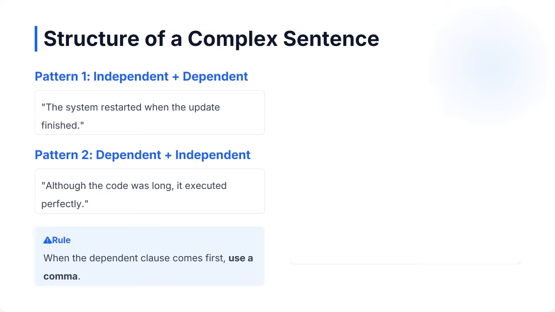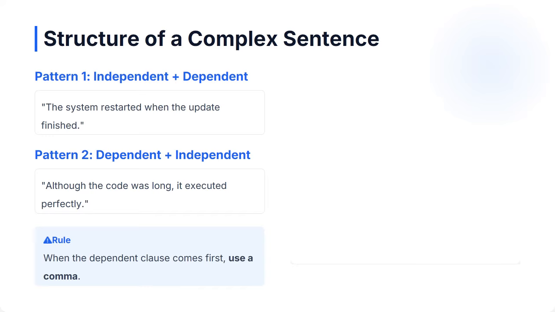Let's dive into the structure of a complex sentence. A complex sentence can start first with an independent clause plus a dependent clause. For example, the system restarted. This is the independent clause. When the update finished, this is the dependent clause, which doesn't have a meaning alone. Together they formulate a complex sentence. The system restarted when the update finished. This is a complex sentence.